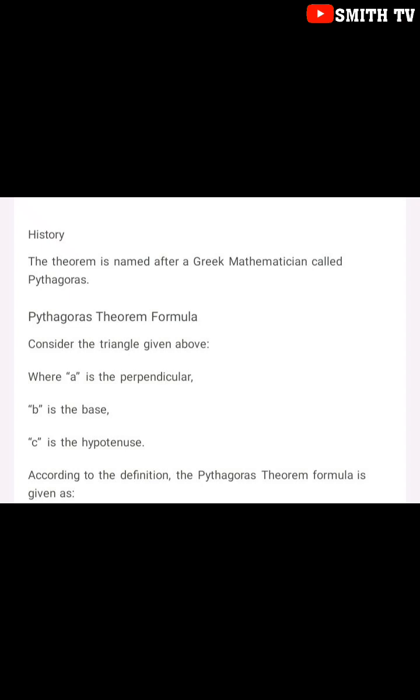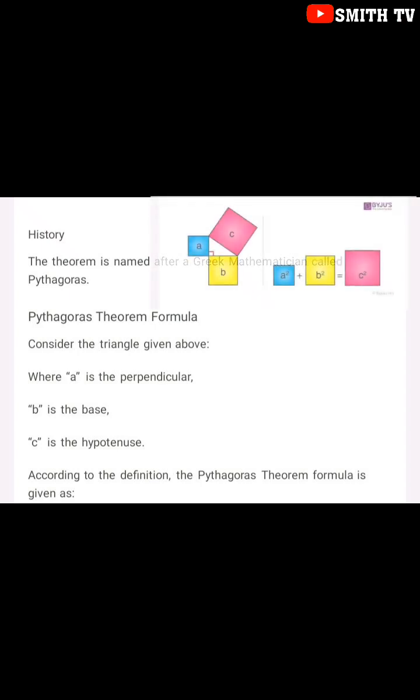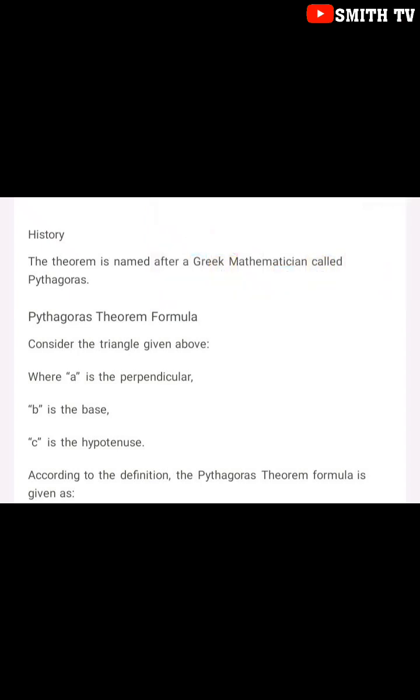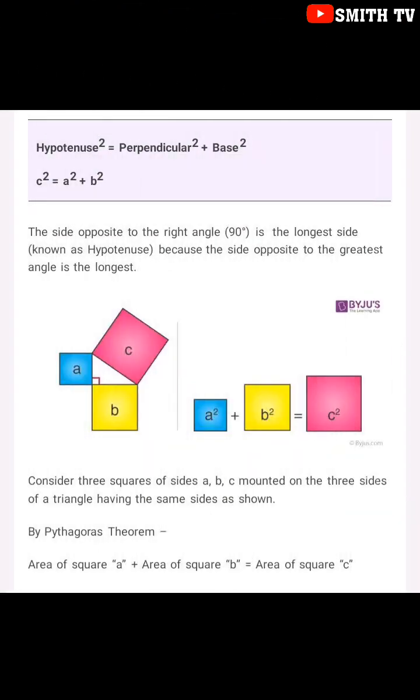Pythagoras theorem formula. Take a look at the diagram where A is the perpendicular, also called opposite, B is the base, also called adjacent, C is the hypotenuse, also known as the longest side or the side opposite to right angles. According to the definition, the Pythagoras theorem formula is given as hypotenuse square equal to perpendicular square plus base square, that is C square equal to A square plus B square.